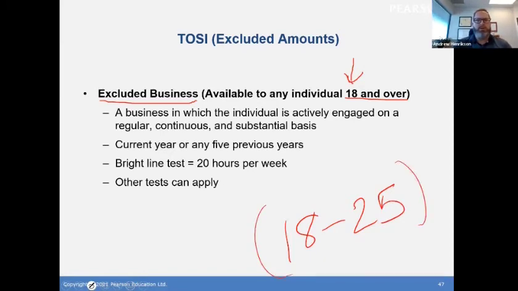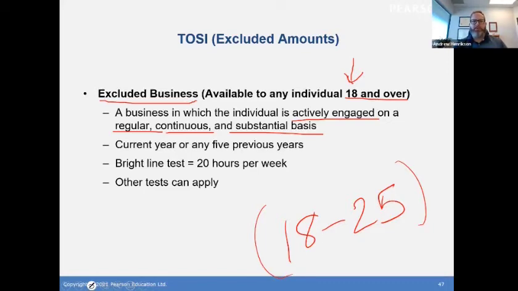So under an excluded business, this would be a business where the individual is actively engaged on a regular, continuous, and substantial basis. So in other words, if you are actively engaged on a regular, continuous, and substantial basis, you can get paid. And nobody's going to call this TOSI income. Nobody's going to hit you with those punitive taxes.